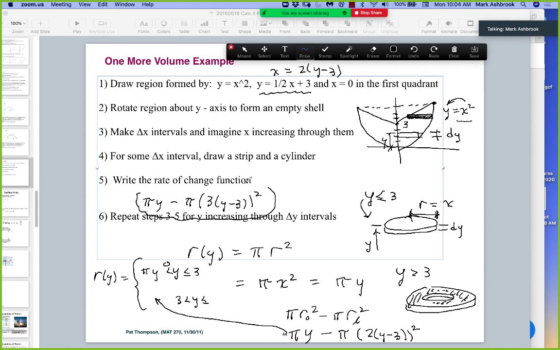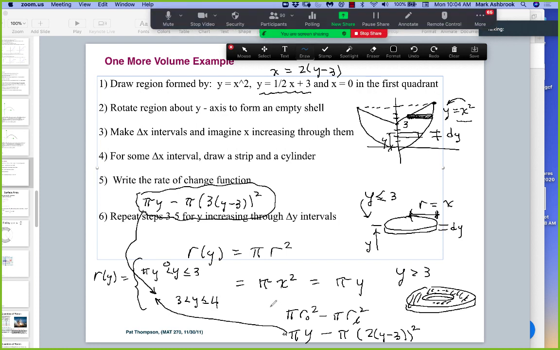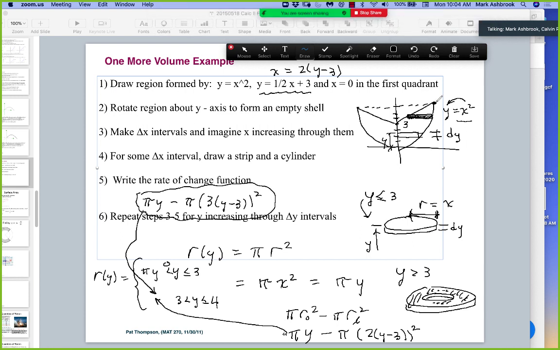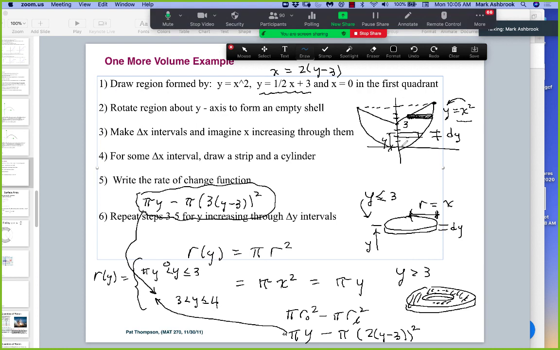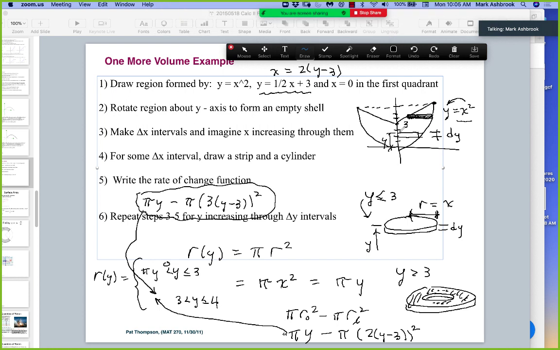This is the rate function when y is between 3 and whatever this intersection is. What is this? Is that 2? Is that 4? That's y equals 4. So the intersection is (2, 4), so that's 4. Okay, so we have to move on here. But this is an example: as you go through y intervals here, you have these strips starting at x equals 0, but then when you get to 3, the rate of change function changes because now this line kicks in as an inner radius that you didn't have before. So now your cylinders look like this. Let me show you.